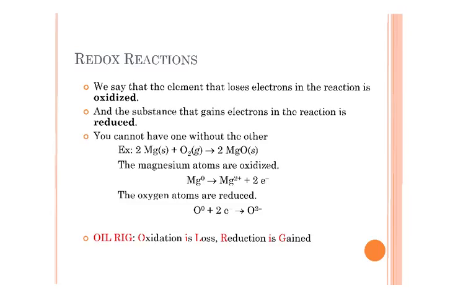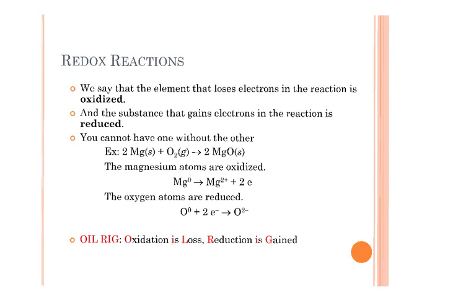So when an element loses electrons, it's oxidized, and when the substance gains electrons in the reaction, it's reduced. And you cannot have one without the other. So in the reaction with solid magnesium and oxygen gas, you will have the magnesium ions are oxidized because anything in its normal state, so magnesium is found in the normal solid state, it would have an oxidation number of 0. Oxygen gas in its normal state has an oxidation number of 0, right?